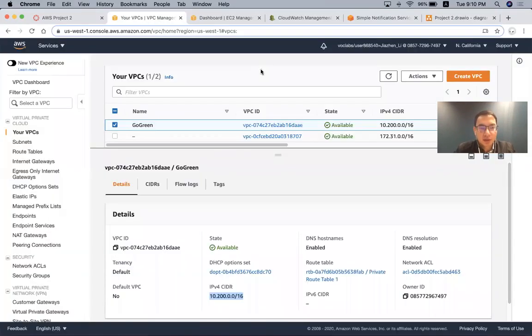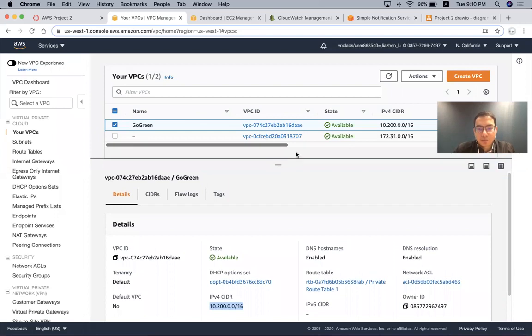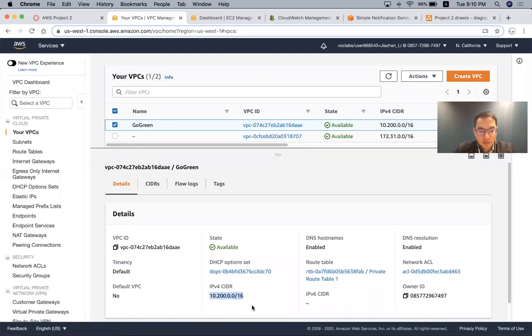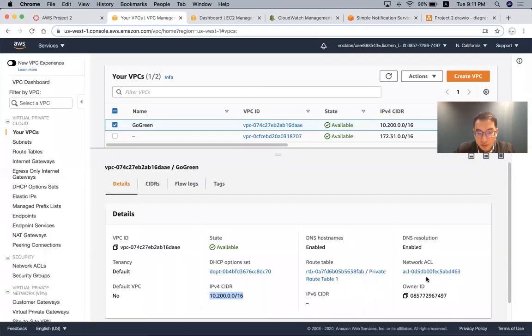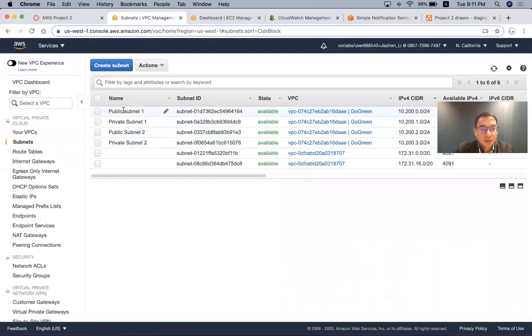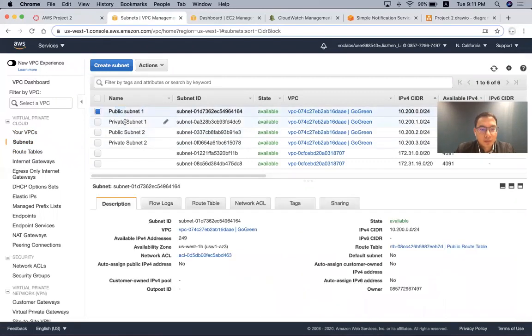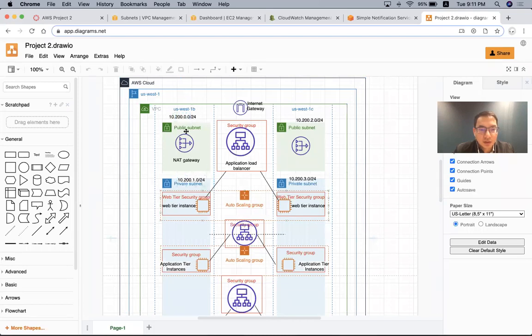So I'm going to show you the VPC in AWS. This is the VPC I created, Go Green. It has this IPv4, and we can notice that for each subnet, the IPv4 is different. So we're going to take a look at the subnets. We have 4 subnets: public subnet 1, private subnet 1, public 2, private 2. Public 1 and private 1 are both in US West 1B.